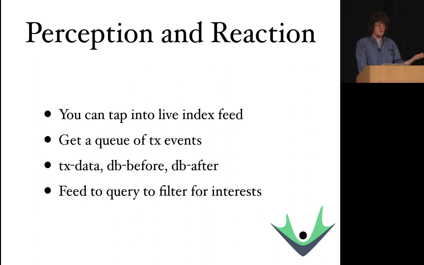Finally, for perception reaction, this is actually straightforward now, right? We saw there's already a live feed of process from the transactor to the peers. You can basically just tap into that in your program and say, I'd like a queue of those process events. And then you can take them. What we passed actually is the process event, the database before it, and the database afterwards. And you can issue any queries you want in order to trigger any activity you find interesting.